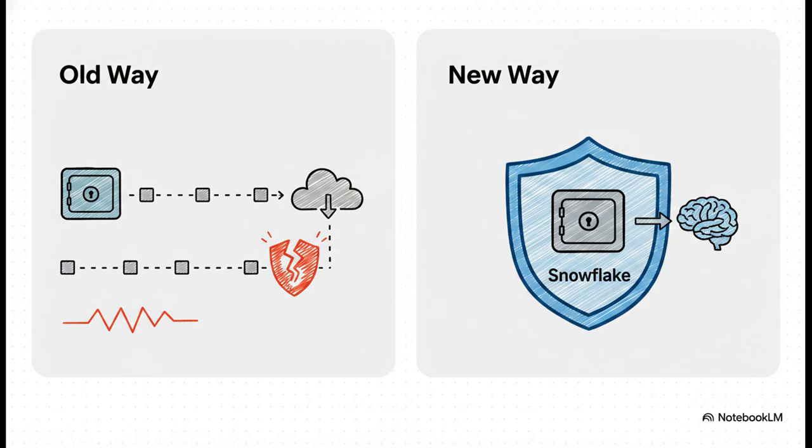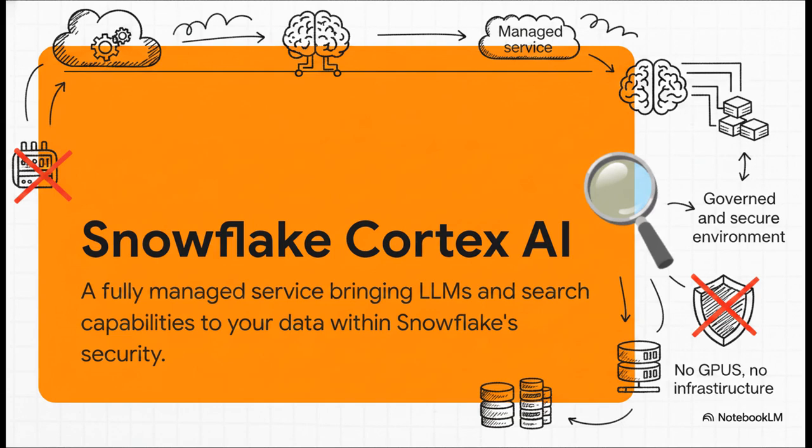Now, this slide really shows the game-changing shift. The old way, right, it involved taking all your sensitive private company data and shipping it out to some external AI service. As you can imagine, this created huge security risks, major compliance headaches, and incredibly complex data pipelines. Snowflake completely flips that around. With Cortex, the AI models are brought directly to your data, running safely inside the Snowflake environment you already know and trust. And here's the crucial part.